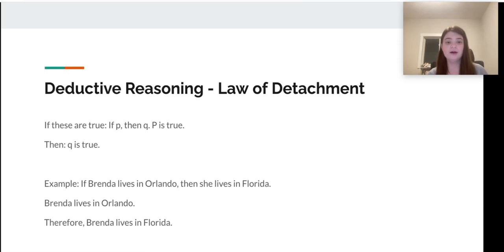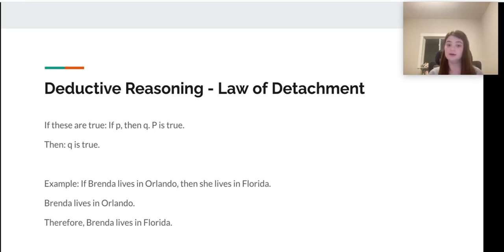Okay, let's talk about the law of detachment. So if it is true that if P, then Q is true, and P is true, then we can conclude that Q is true. So for example, if Brenda lives in Orlando, then she lives in Florida, which for those of you who don't know, Orlando is a place in Florida. So let's just take that for granted that we know that Orlando is a place in Florida.